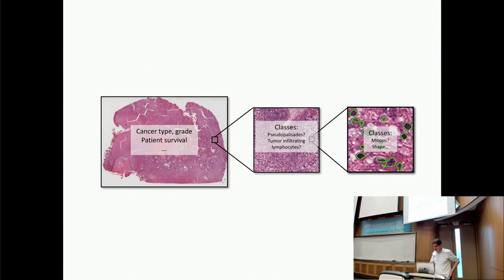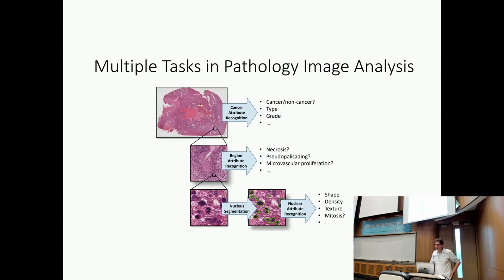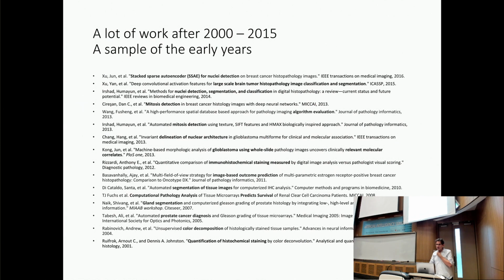Okay? So you can say, are the cells dividing? That's called mitosis. Cancer cells divide really fast. So you want to see if this is happening. What is their shape? This has different meaning and so on. Okay? So that gives us a number of different tasks that we might want to solve.